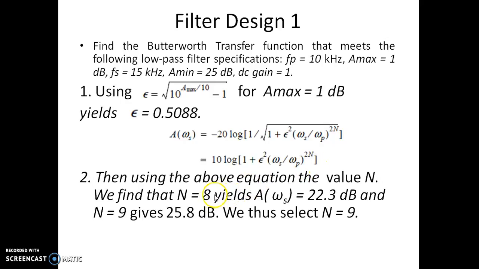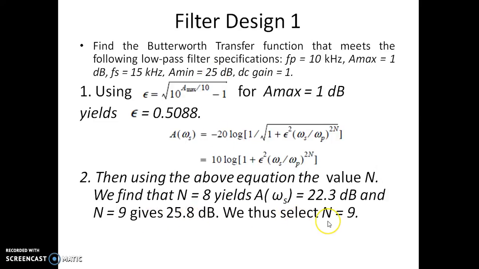Suppose you take the nearest possible value 8, it is 8.2 or 8.3. If it is 8.2, it will be exactly 25 dB. If it is 8, it is 22.3 dB. If it is 9, it is 25.8 dB. Since we want more than 25 dB, let us take the value of n as 9.